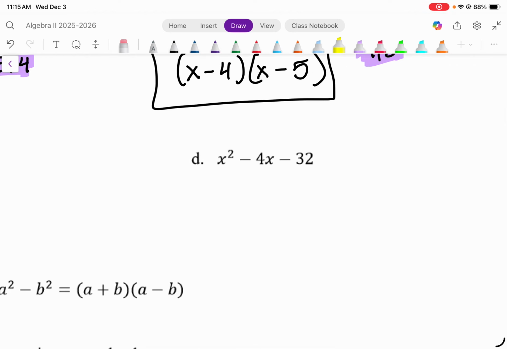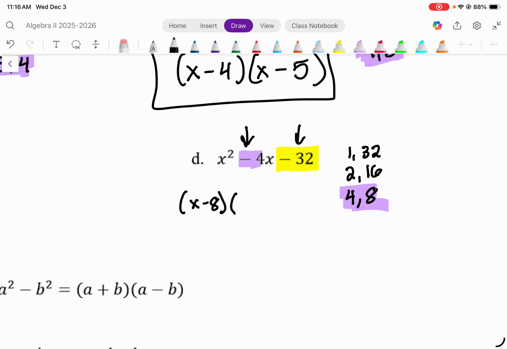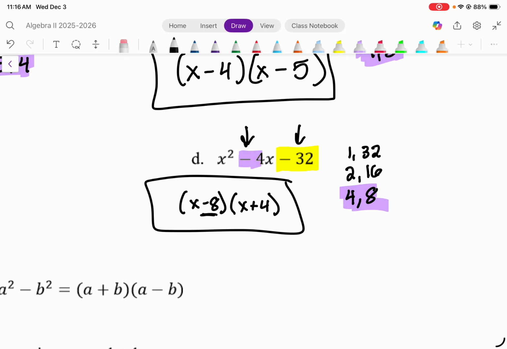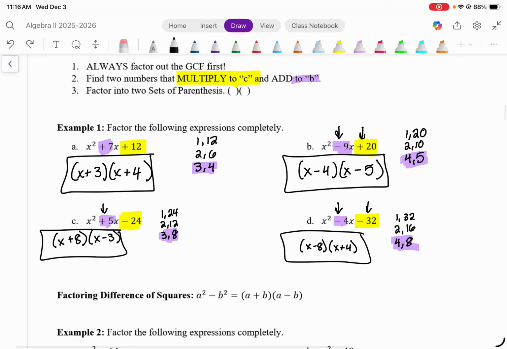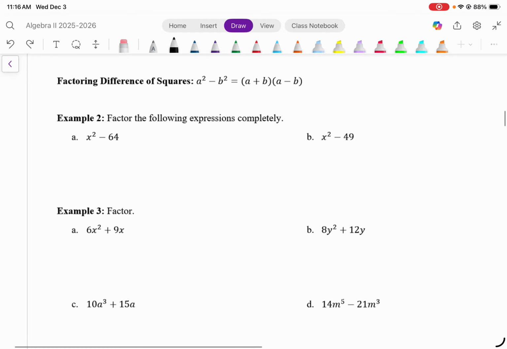The next one, they should multiply to negative 32 and then add to negative 4. So if I look, I would have 1, 32, 2, and let's see, 16, and 4 and 8 would get me there. And if I do a positive 4 and a negative 8, that would get me to my negative 4 that I want them to add to, and they would multiply to negative 32. So I'll have x minus 8 and then x plus 4. And again, I wanted them to add to be a negative value, so I wanted my larger number negative. All right, so that's just a quick review on factoring quadratics with an a value of 1.